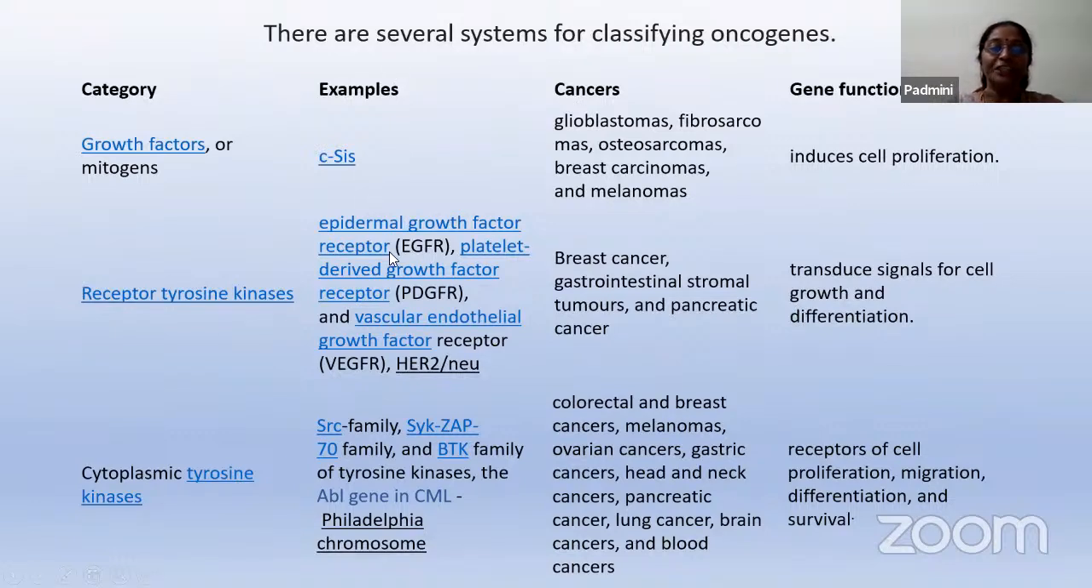What are the examples here? EGFRs, PDGFRs, and vascular endothelial growth factors. If there's a problem over here, that leads to breast cancer, gastrointestinal stromal tumors, and pancreatic cancer. The next example is cytoplasmic tyrosine kinase, present in the cytoplasm. These are again receptors for proliferation and differentiation. Examples: SRC family, SYK, ZAP70 family, BTK family, ABL gene in CML, that is the Philadelphia chromosome that you're talking about. That leads to different types of colorectal, gastric, or pancreatic cancers.